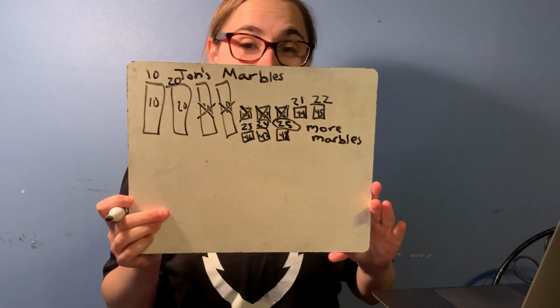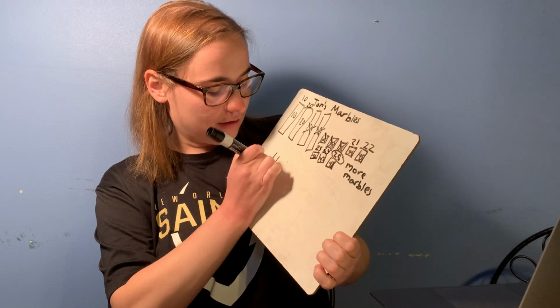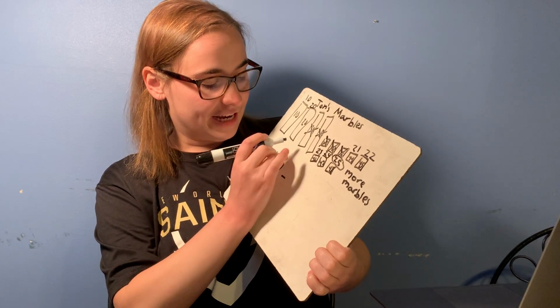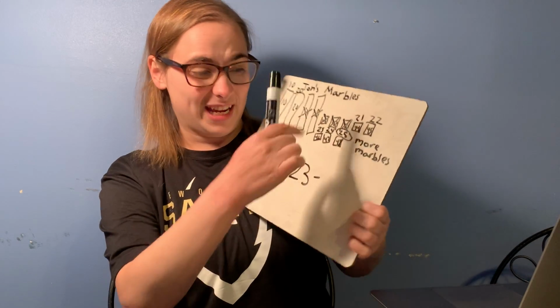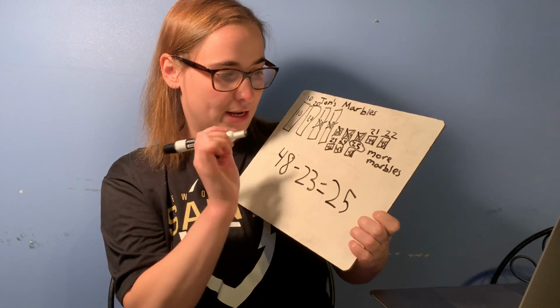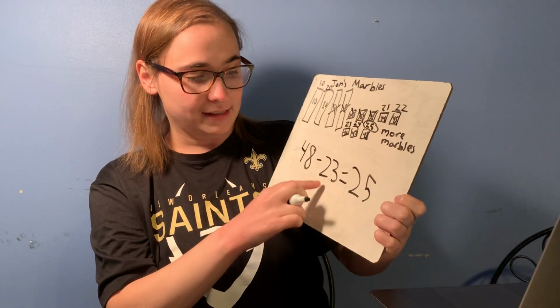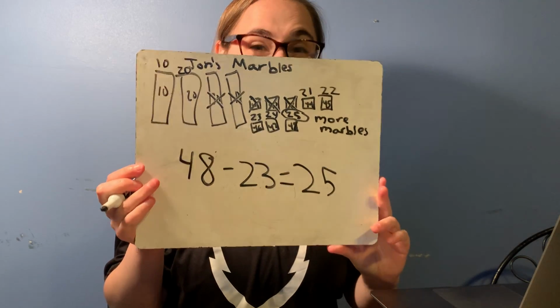Now I need to write a number sentence to match what I did. I know first I drew all 48 of John's. I took away the 23 because that's how many Kendall had. And in the end, we had 25 left because that's how many more there were. 48 minus 23 equals 25. Excellent.